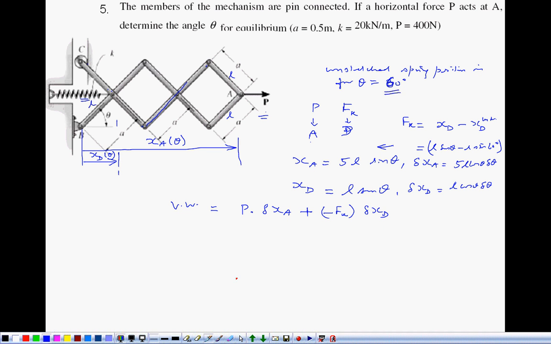Now it's a matter of substituting and finding out what would be theta equal to in terms of P. So theta in terms of P needs to be found out. That's all is the problem. Thank you.